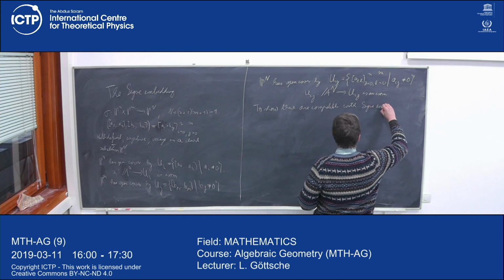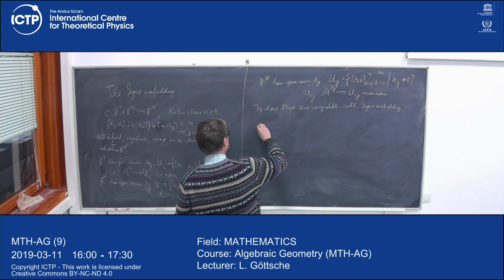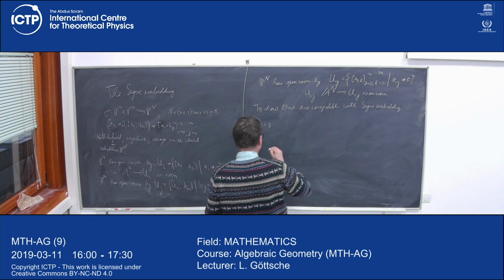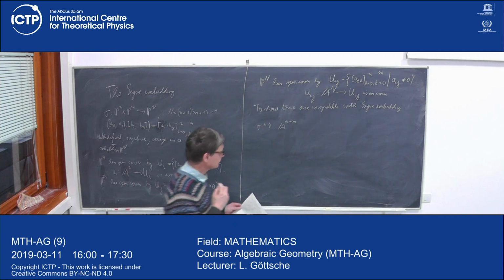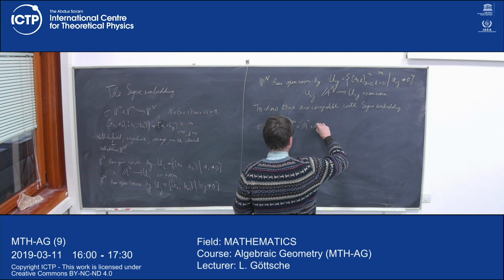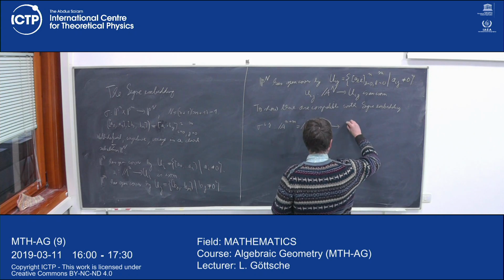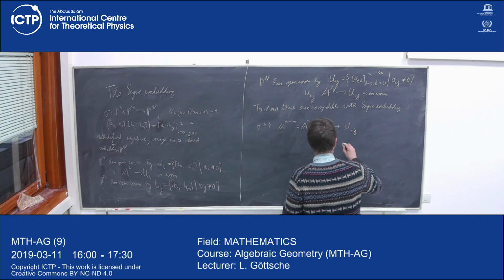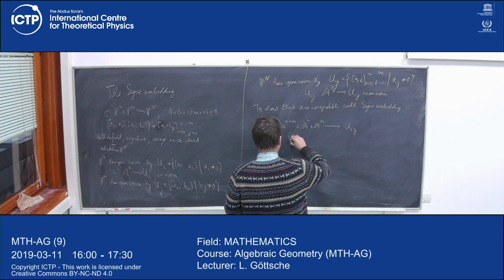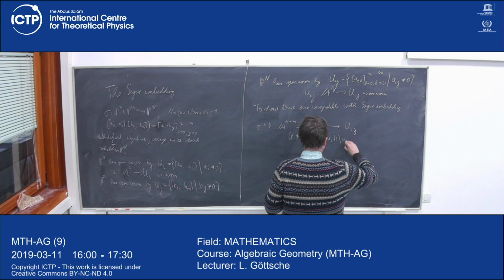So what does it mean? So I can, for instance, take the map sigma_ij from A^n plus m, which is just A^n times A^m, and we map this to U_ij by sending a point (P, Q) to sigma of (i of P, j of Q).